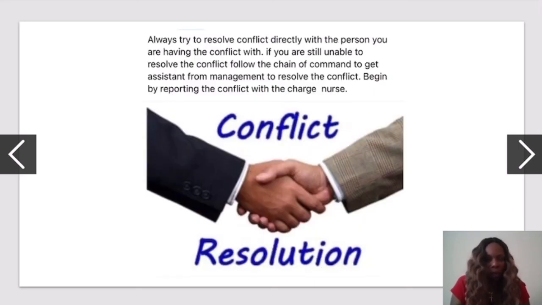Always try to resolve conflict directly with the person you're having the conflict with. If you are still unable to resolve the conflict, follow the chain of command to get assistance from management to help you resolve the conflict. Begin with reporting the conflict to the charge nurse, and you will escalate up the chain of command from that point. Conflict resolution is important when you are communicating with your healthcare workers while providing care for your resident.